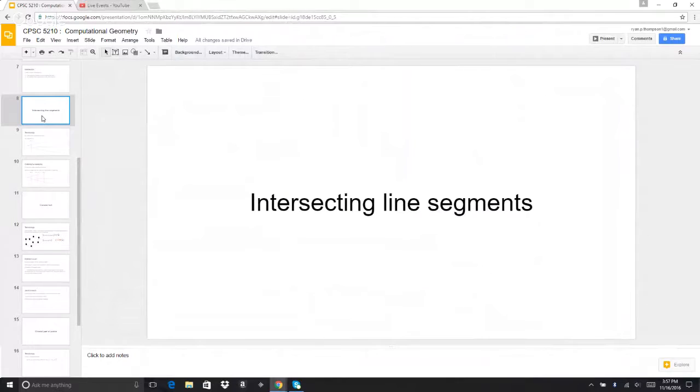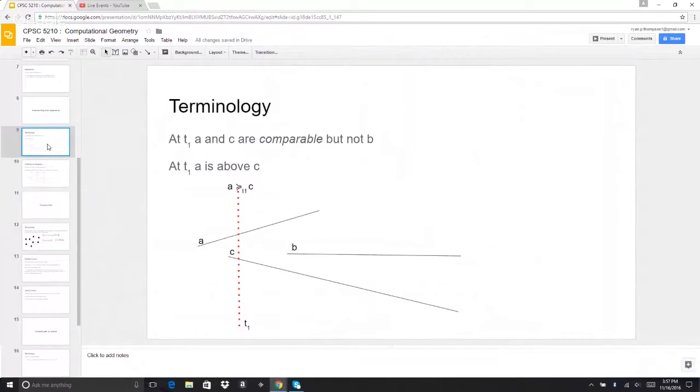Intersecting line segments. We'll start with some basic terminology again of the intersecting line segments. At T1, A and C are comparable, but not B. At T1, A is above C. So what does that mean? How can we translate these definitions to be useful when evaluating line segments and their intersections?